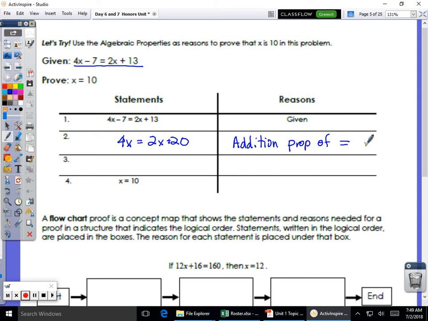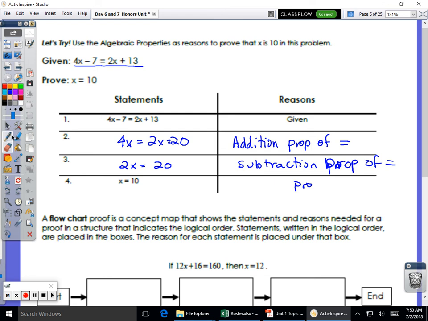Now I think I'm going to subtract 2x from both sides. If I subtract 2x from both sides, I get 2x equals 20. So I use subtraction property of equality. And the last step, it looks like we need to divide both sides by 2, so we used division property. Oh my goodness, what is going on with my spelling today?